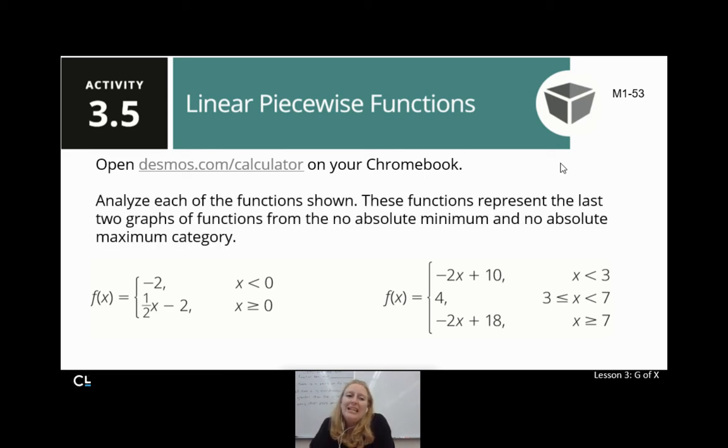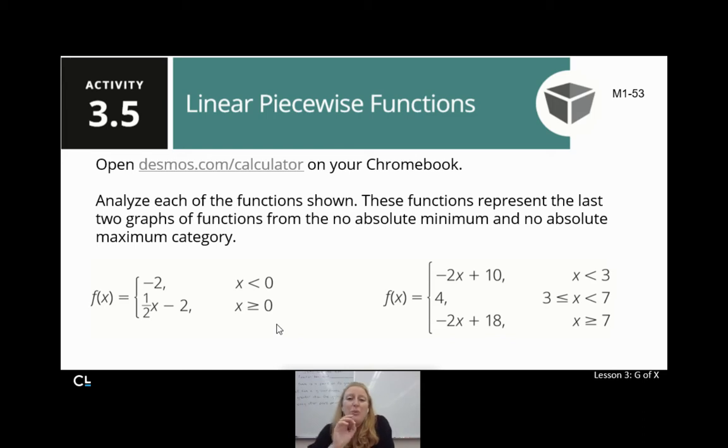So I'd like you to analyze each of the functions shown. I've got 2 of them here. And these are funny looking. I get it, right? Look at this. F of x equals -2 when x is less than 0, but f of x equals 1/2 x minus 2 when x is greater than 0. So it's kind of weird, isn't it? But here's what I'd like you to do.